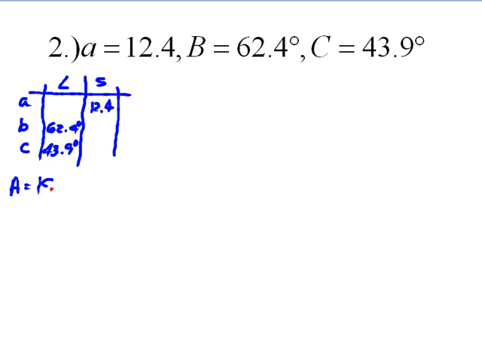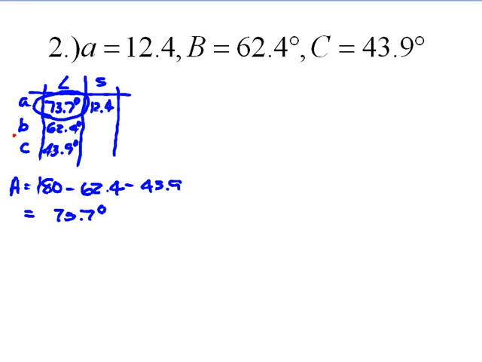So we have 180 minus 62.4 minus 43.9. And that should give us 73.7 degrees. That is A, so let's put that in here. 73.7 degrees. And I'm just going to put a little circle on it to say that's what we computed.